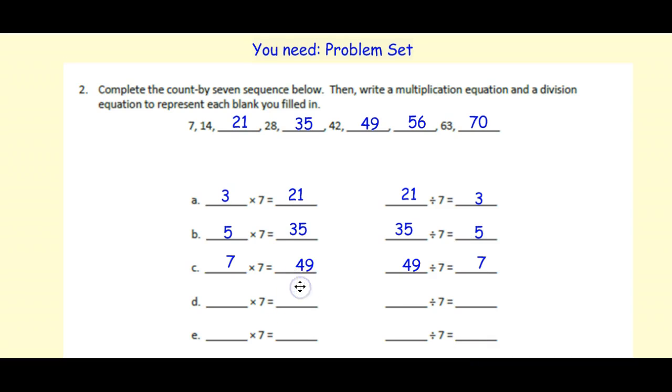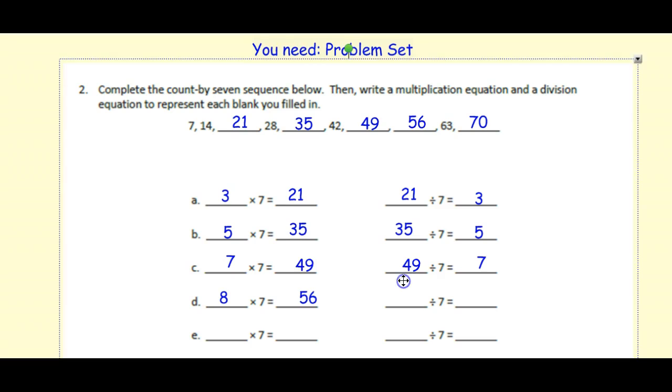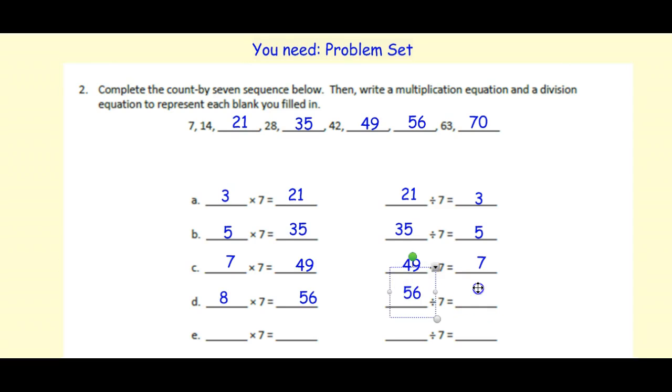Next number that we filled in at the top was 56. And I know that 8 times 7 is 56. So for my division equation, I'm going to have 56 divided by 7 equals 8. And then the last number that we filled in was 70. This one's an easy one because we know that 10 times 7 is 70. So 70 divided by 7 is 10.